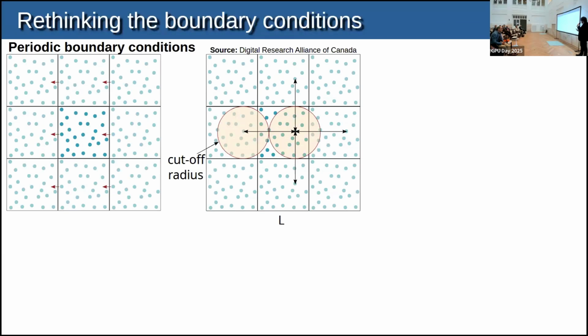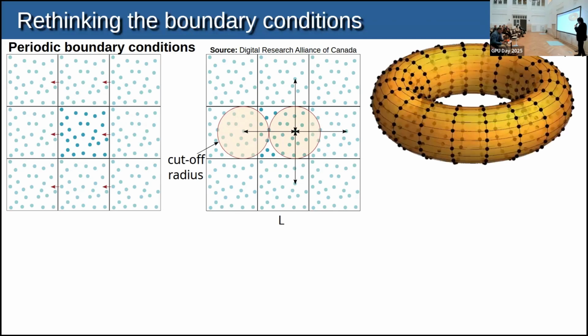What we did in the past 50 years is to take that box and repeat that box infinitely many times in all directions, on all faces of the box, which is what we call periodic boundary conditions. And this is actually equivalent, a box with periodic boundary conditions, to the surface of a torus.